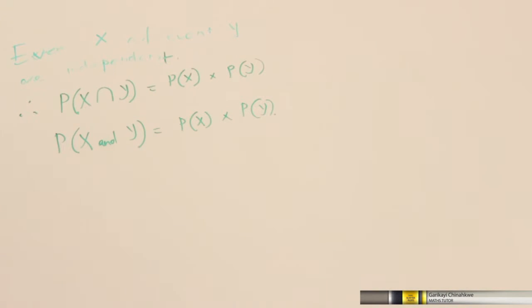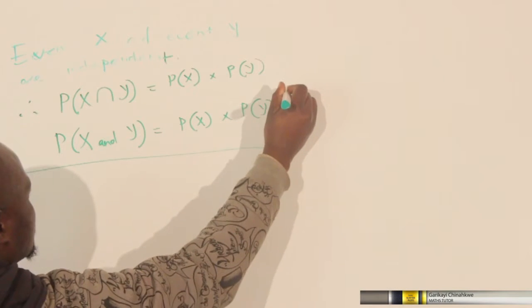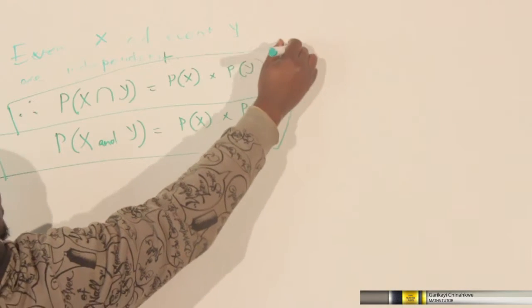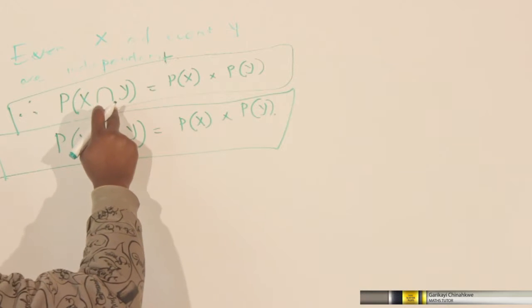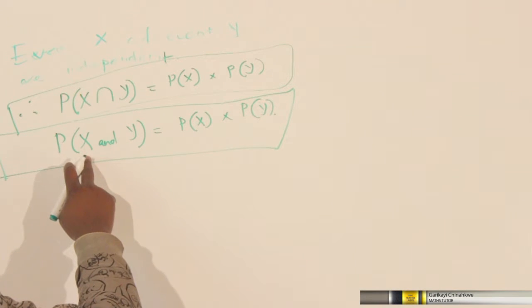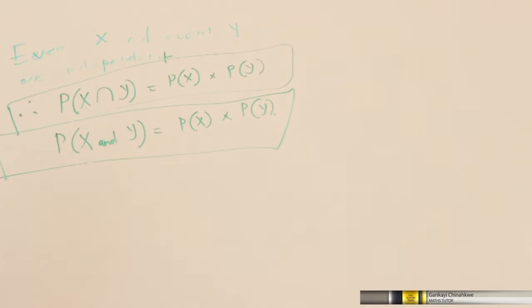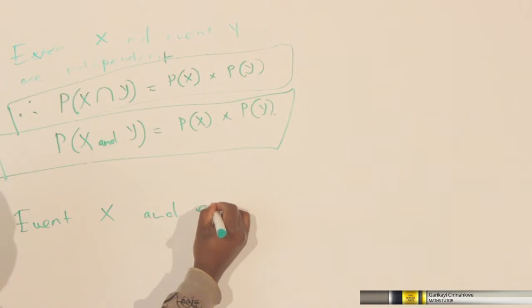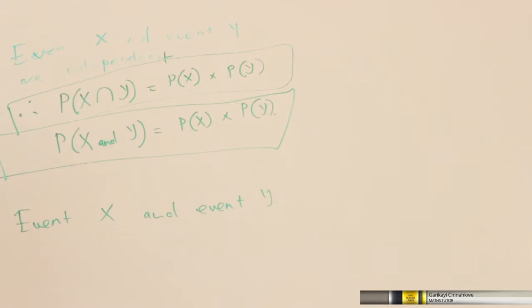That's for independence. So this is the most important formula that you must not forget. And this one is in words. Probability of X intersection Y is the same as probability of X and Y. All right, and you must not forget this again. For two events, event X and event Y, there's this formula that you should recall. They always ask questions based on this formula.